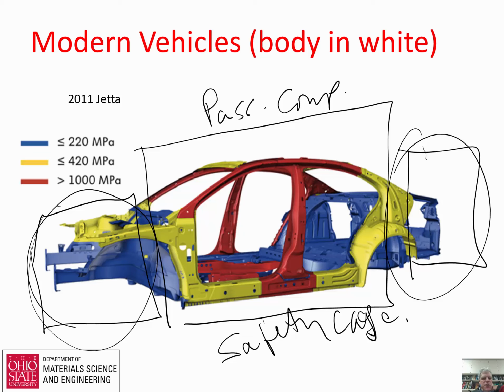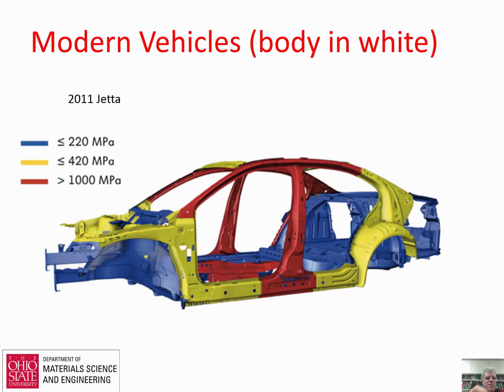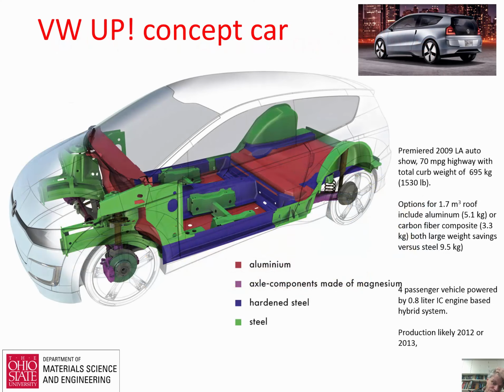So again, if you look at this closely, and I urge you to on your own time, you see that around the safety cage we use the highest strength materials. These are strength values, and then front and back we often put somewhat weaker materials that have controlled crush characteristics, and this is all highly designed.